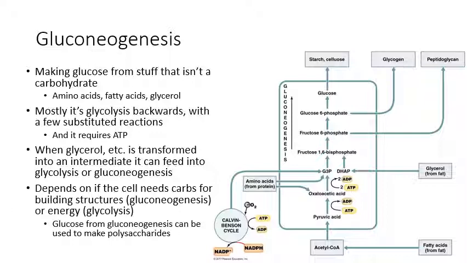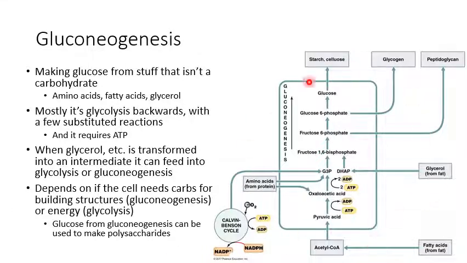Gluconeogenesis basically is just the reverse of glycolysis. It's just glycolysis running backwards. There's a couple of steps that differ between gluconeogenesis and glycolysis, but mostly it's just glycolysis backwards. The other main difference is that instead of generating ATP, it requires ATP. And it also doesn't add any electrons to electron carriers.